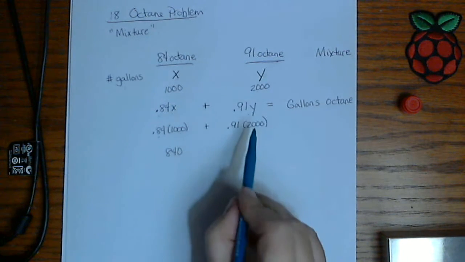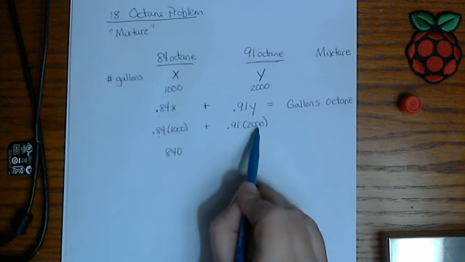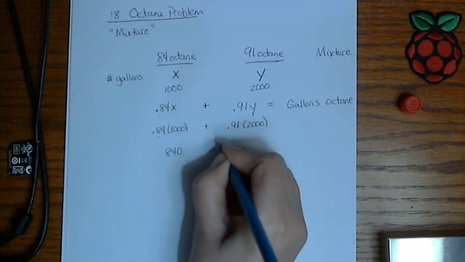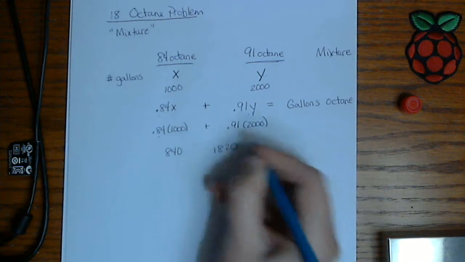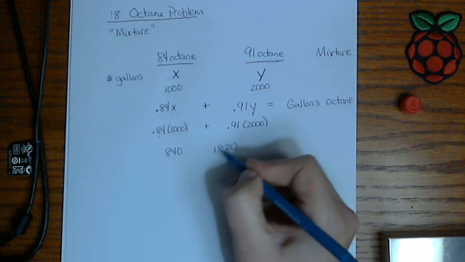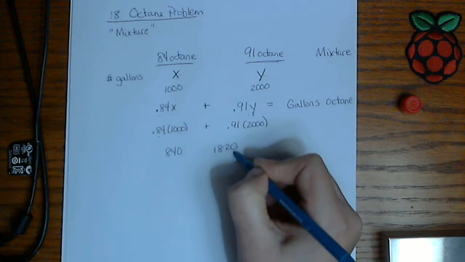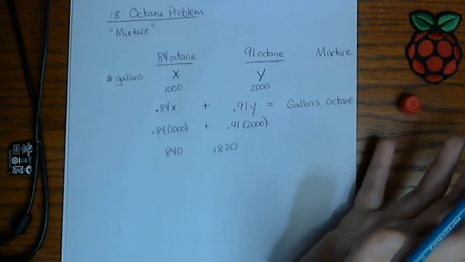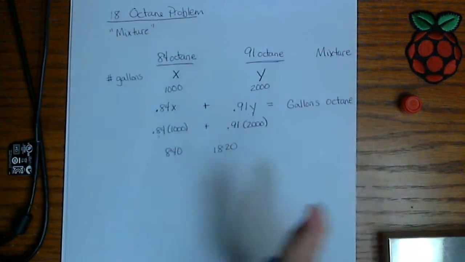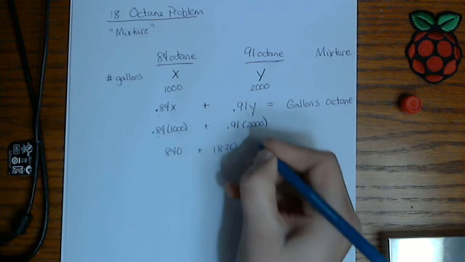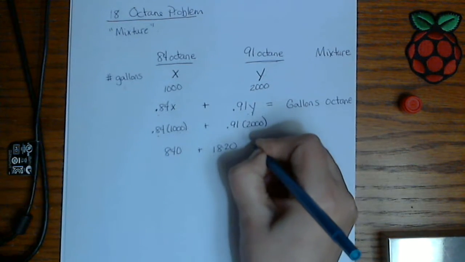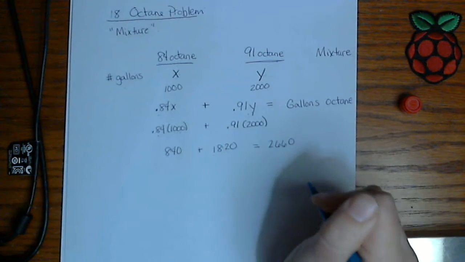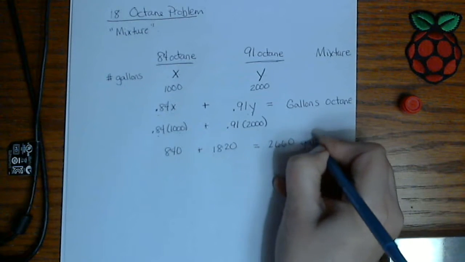Okay? And if we multiply 0.91 times 2,000, pull out your calculator if you need to, that's fine. You're going to move the decimal place 3 times. So in these 2,000 gallons, 1,820 gallons are going to be just octane. The rest of those 2,000 gallons, that 180 gallons, is going to be something else. And we don't care about that something else. So that's going to give us a total of, see if I can do this in my head, 2,660 gallons of octane.